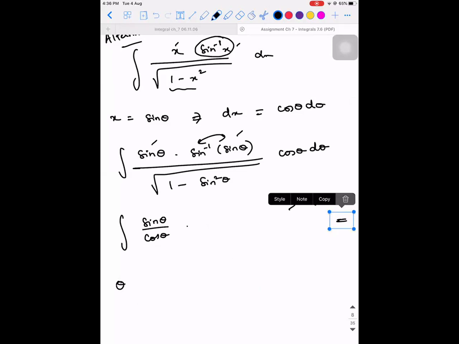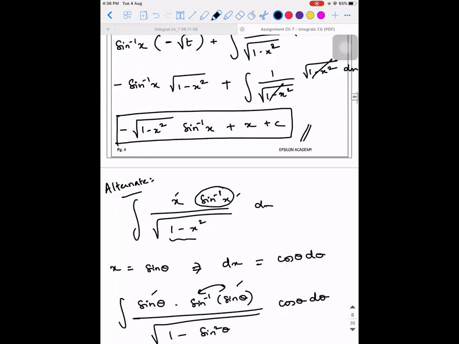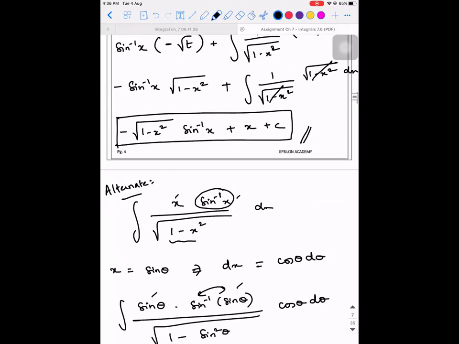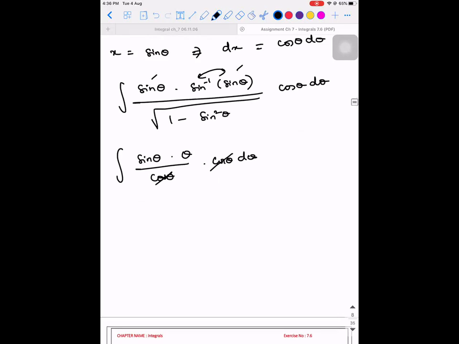The reason I got the doubt is because when I integrate tan, I get log. But in my previous answer, I didn't have a log. That's why I realized I'm wrong somewhere. So integral of sine theta into sine inverse of sine theta, which is theta, divided by cos theta, into cos theta d theta. This and this will get cancelled. What will be the answer? Integral of theta sine theta d theta.